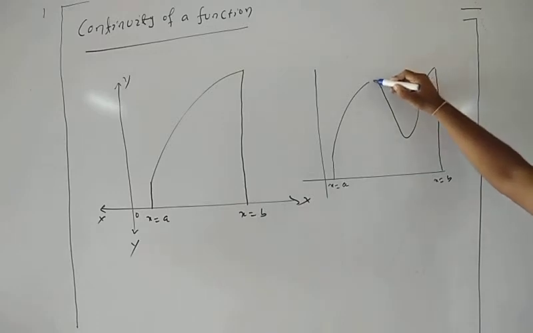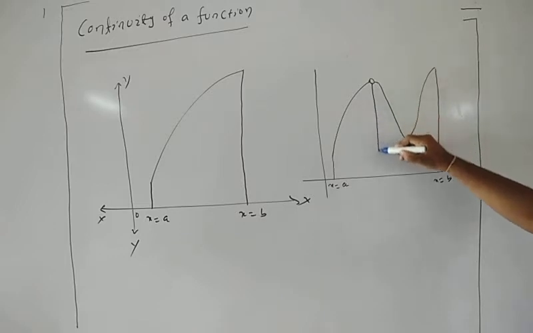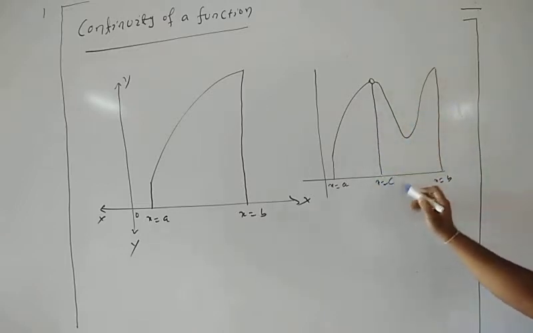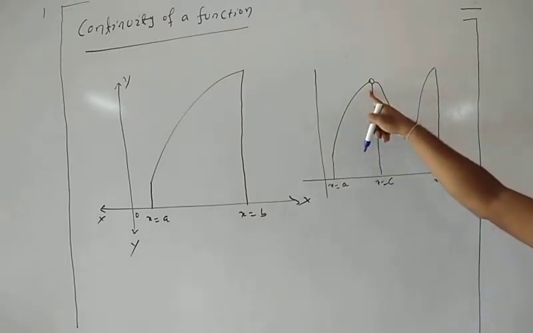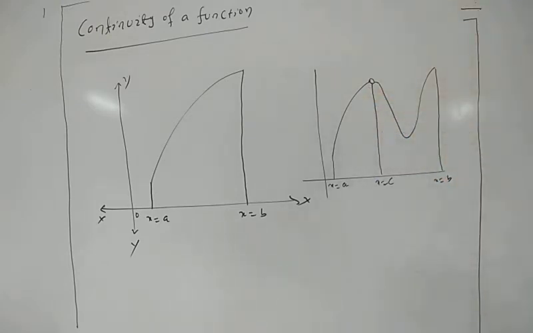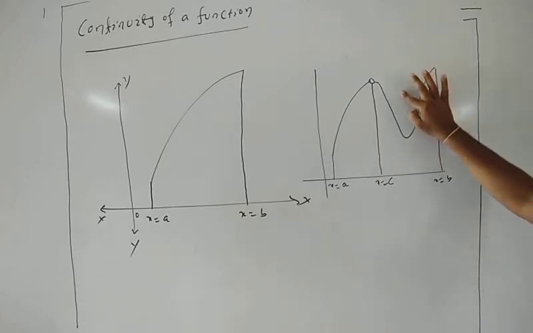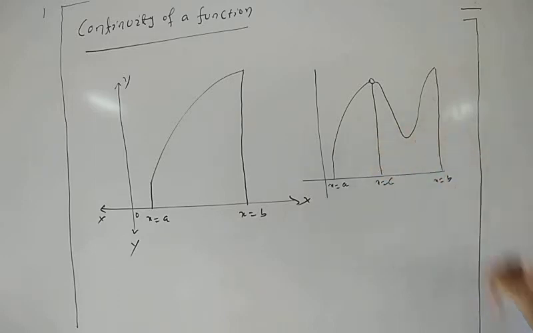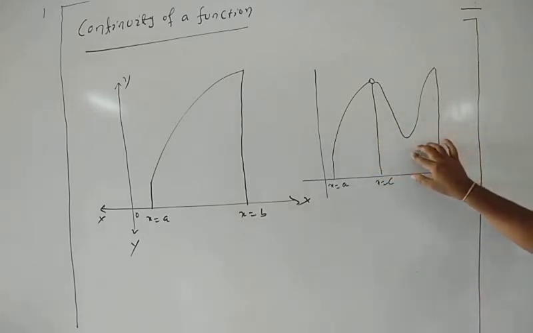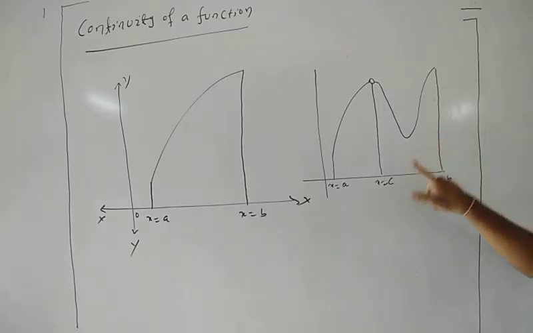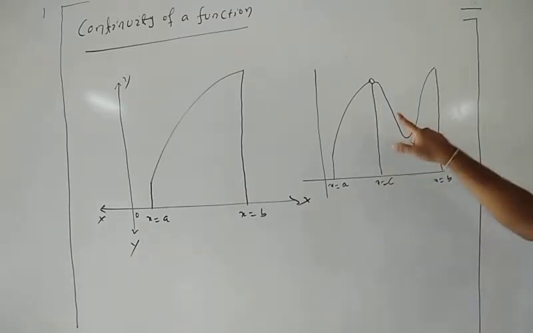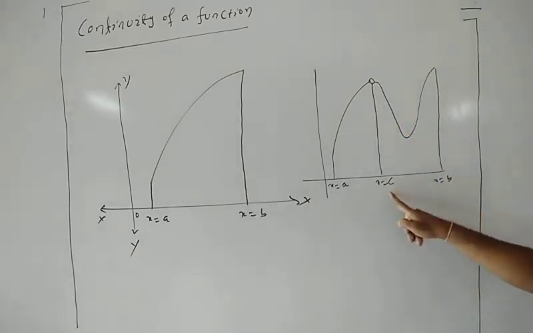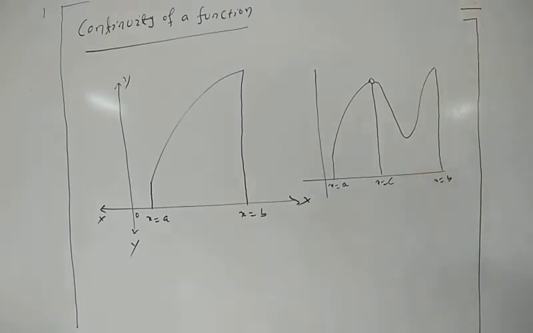Here, at that point, suppose this point is x is equal to c. At x is equal to c, the value of f(x) is not well defined, meaning the value of f(x) is impossible. So it is discontinuous. The function is discontinuous at x is equal to c. That means the function is not continuous. The graph shows that the function is not continuous, because at x is equal to c the function is not defined, and that point is called a discontinuity point.